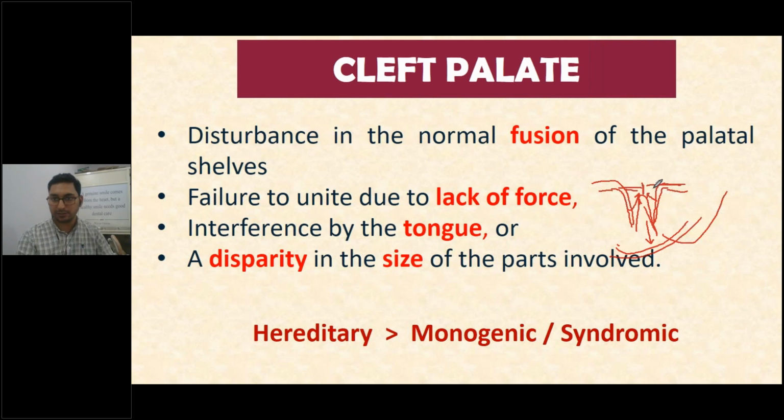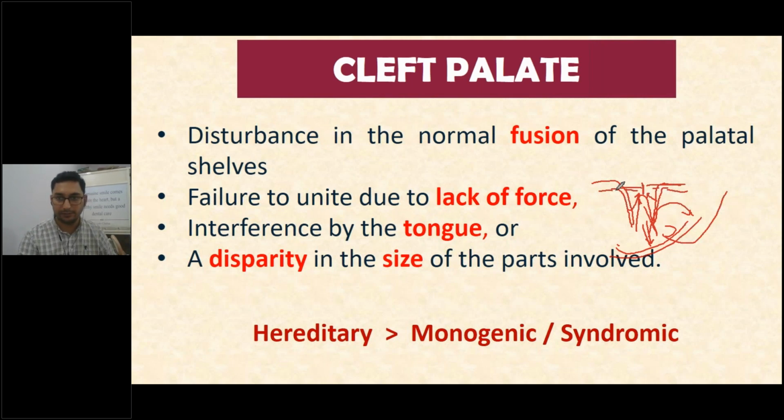Now, if the tongue is not depressed or does not reach the floor of the mouth, then of course it will interfere with these shelves and hence they will not fuse, and ultimately it will be cleft palate. Now you'll correlate this with Pierre Robin syndrome. When the mandible is small, the tongue will not fall, and if the tongue will not fall, there will be cleft palate. So all these things are interlinked. It is related to the development of the palate basically.